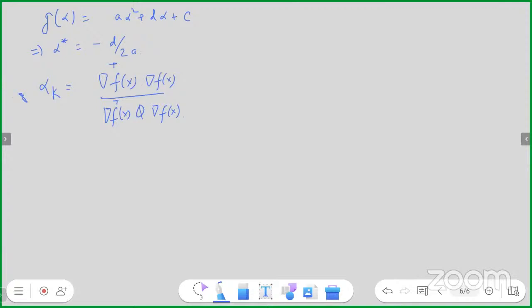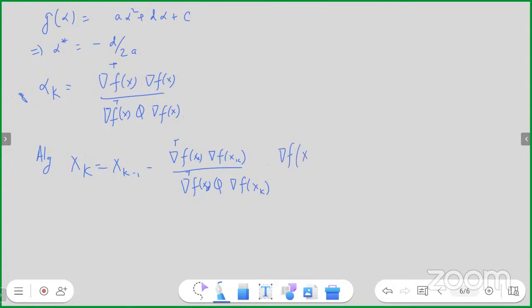So what will the algorithm look like? The algorithm will be x_{k+1} equals x_k minus the optimizing alpha, which is del f x_k transpose del f x_k over del f x_k transpose Q del f x_k, times del f x_k. Now you see why I needed Q to be positive definite.